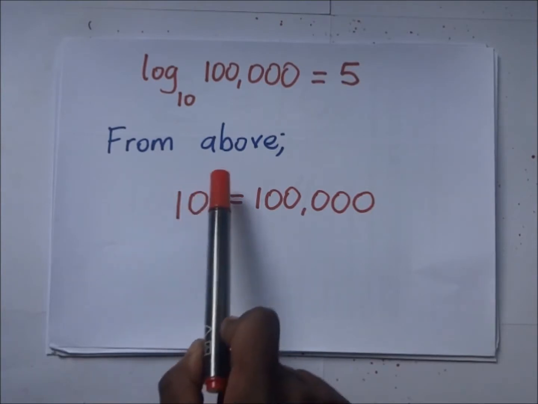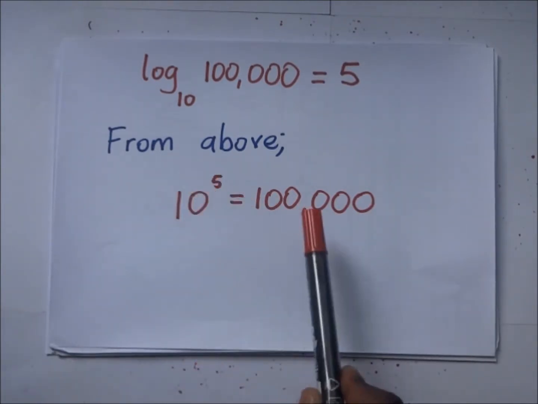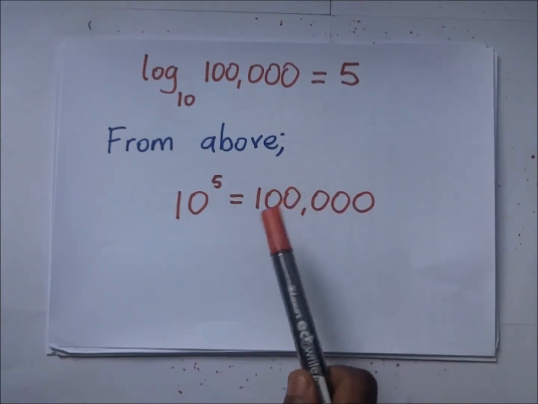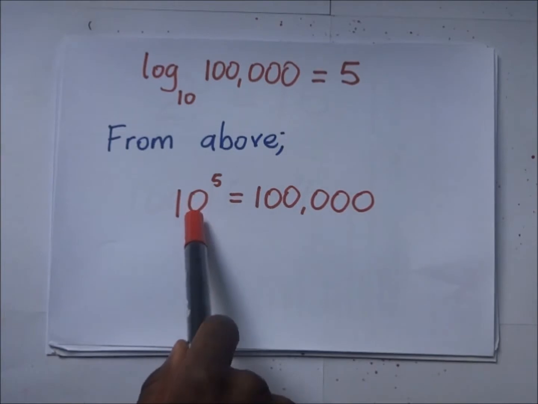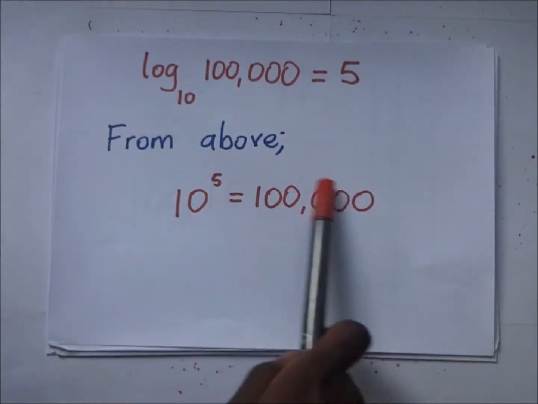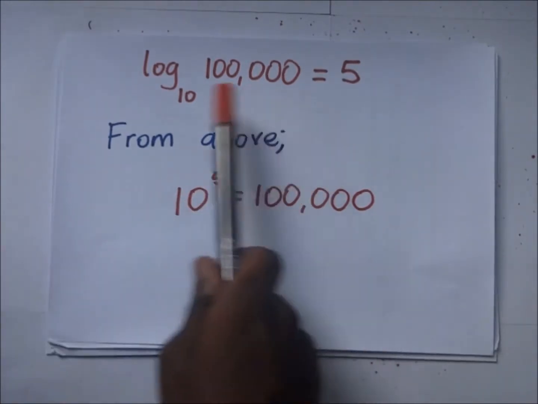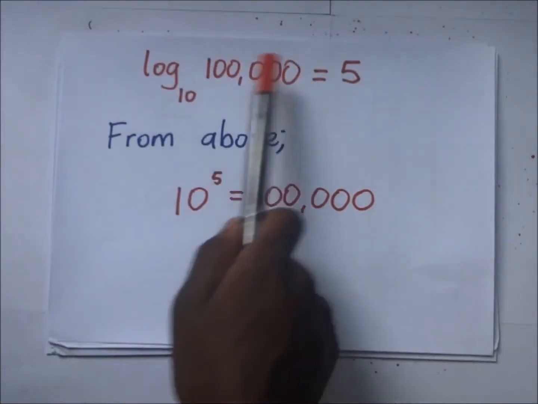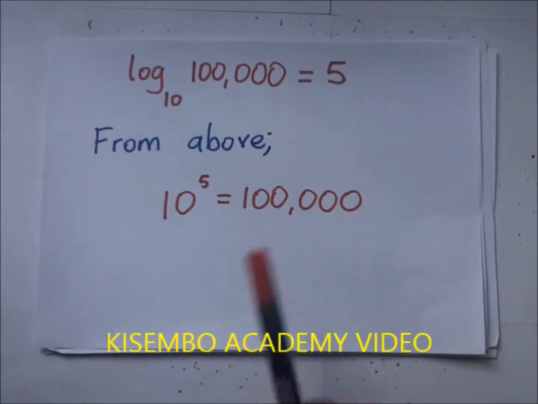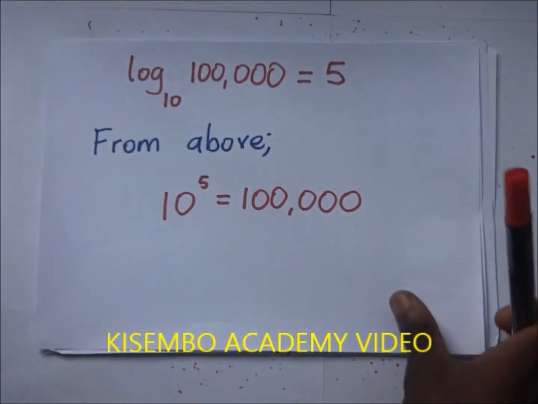So, that power to which 10 must be raised in order to give this 100,000 is what we are calling the logarithm to base 10 of that number. So, meaning that the logarithm of 100,000 to base 10 is 5. That's why here the logarithm of 100,000 to base 10 is going to be 5. Now take note that this has been to base 10. So let's look at other illustrations.